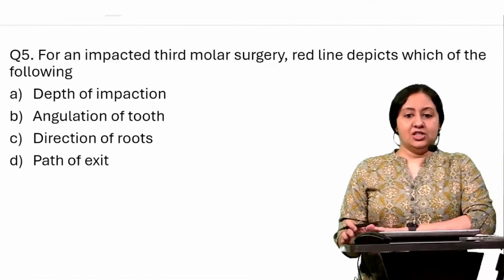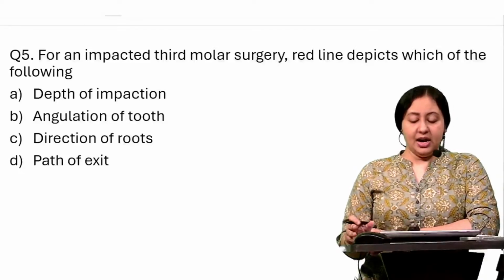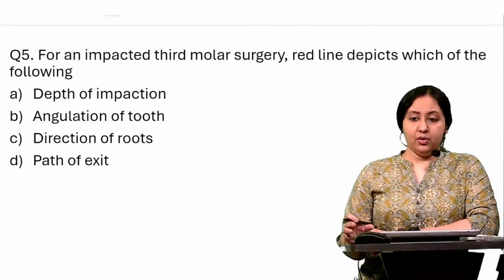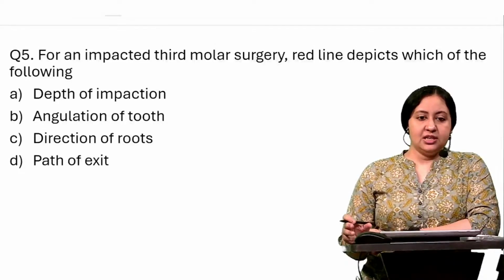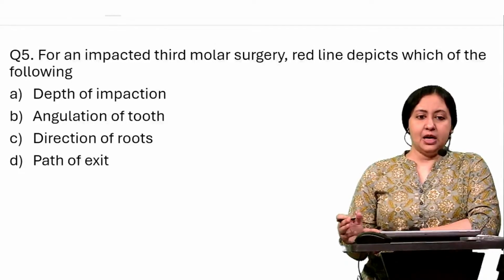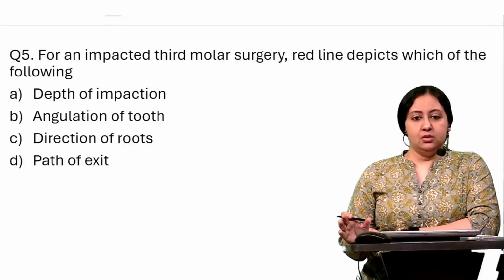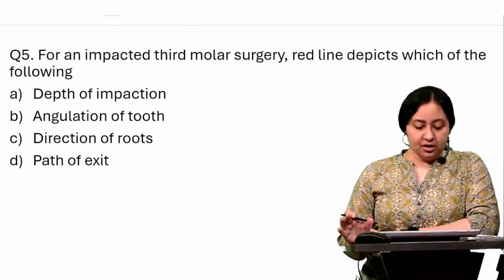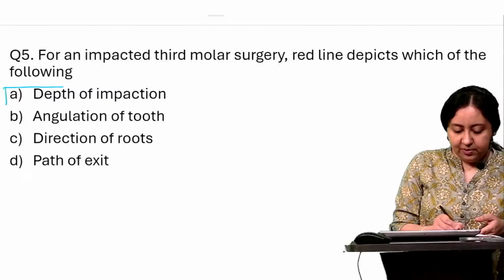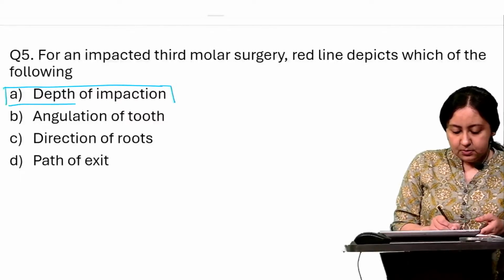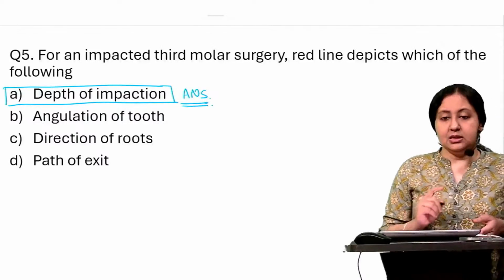Now coming to question number 5. For an impacted third molar surgery, red line depicts which of the following? A, depth of impaction, B, angulation of tooth, C, direction of roots, and D, path of exit. So again, a very simple, straightforward, direct question. The answer here is depth of impaction. This is the correct answer.